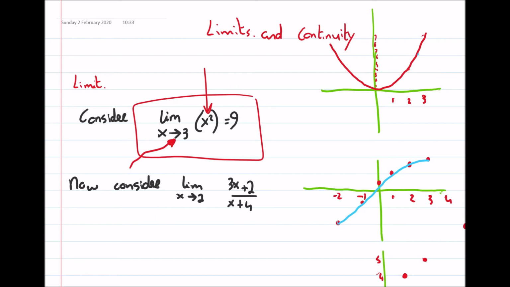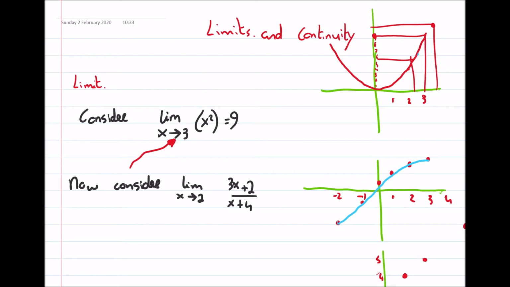And we can see that here. Look, if I put in 3, I get out 9. If I put in 2.5, I get close enough to 9. If I put in 3.5, I get close to 9 again. Okay, so the closer the number I put in to 3, it'll spit me out 9. Right, so that's just a normal limit.